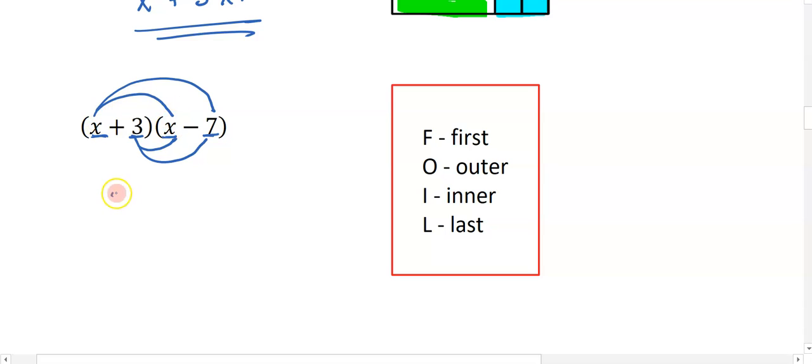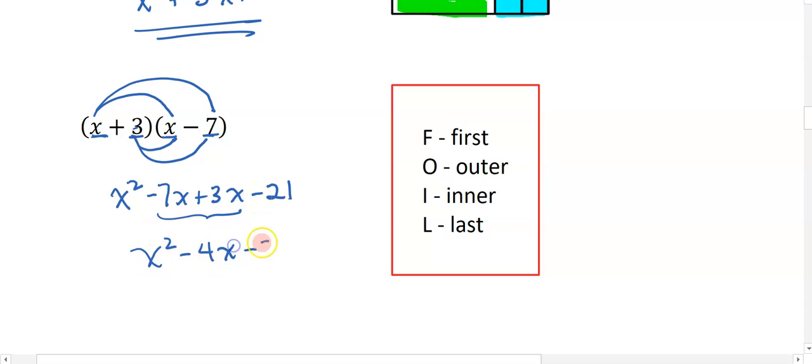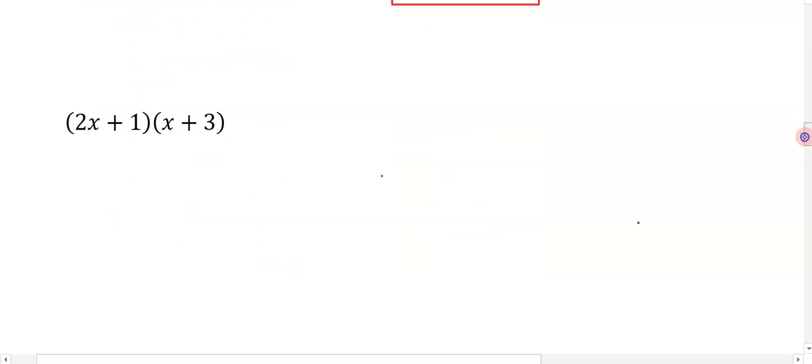So I would get x times x is x squared, x times negative 7, 3 times x. Really watching your signs and being careful. A positive times a negative is a negative. And if it's negative, you would put a subtraction sign, collecting like terms, and we would get x squared minus 4x minus 21. All right, so that is multiplying binomials.